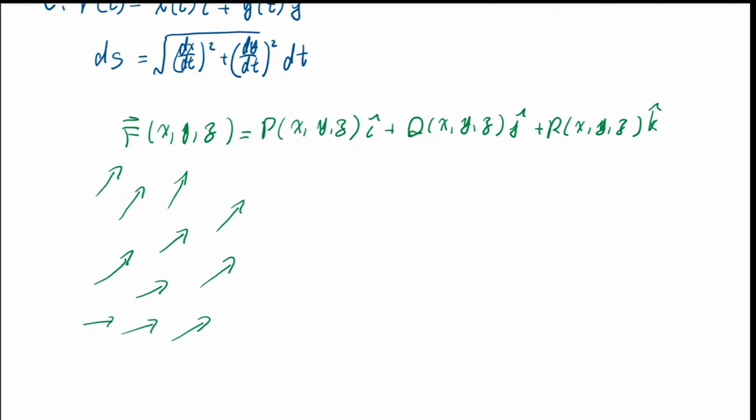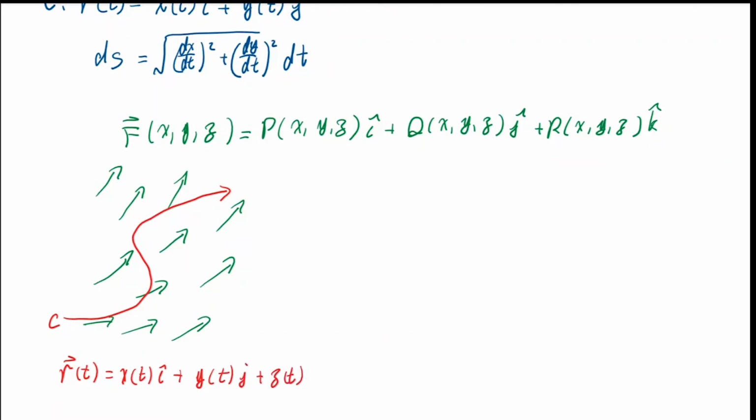So suppose you have a vector function that goes maybe like that. And that's curve C, right? So this vector function is given by r, and then you have x(t) i vector plus y(t) j vector plus z(t) k vector is a vector function.